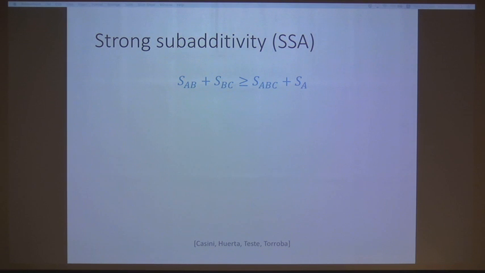The von Neumann entropy satisfies a very strong, very important condition called strong subadditivity. It's basically the statement that in any system with three non-overlapping subsystems, A, B, and C, S_AB plus S_BC should always be greater than or equal to S_ABC plus S_B. So I made a typo over there.